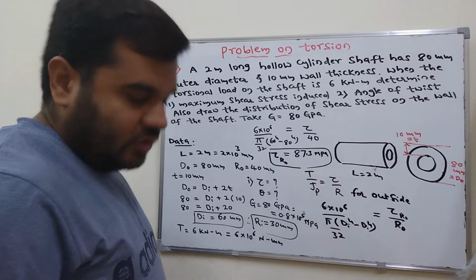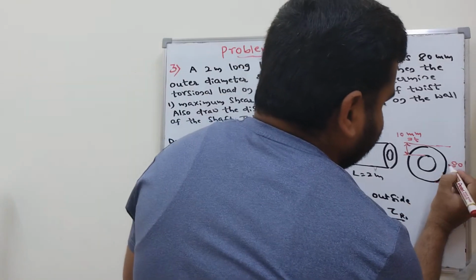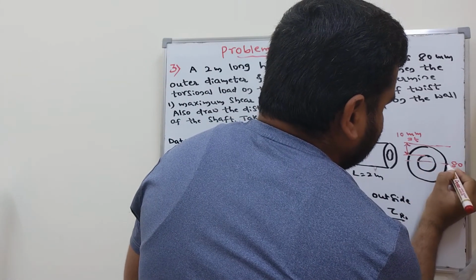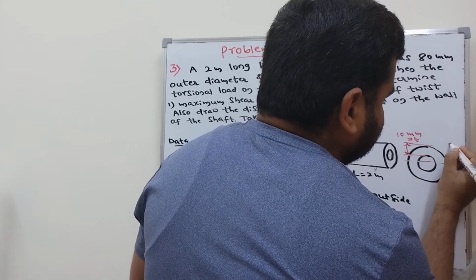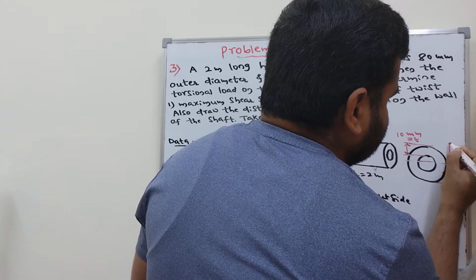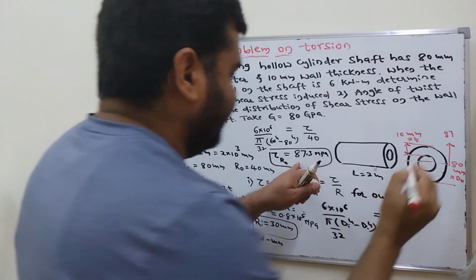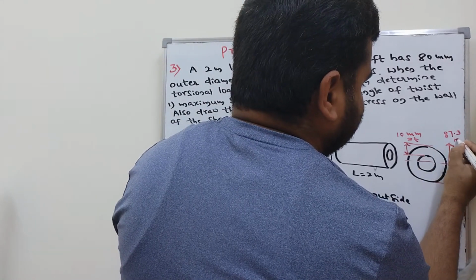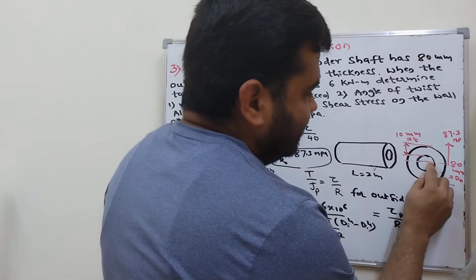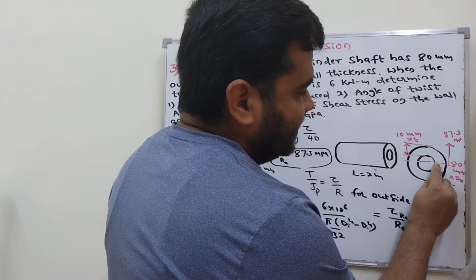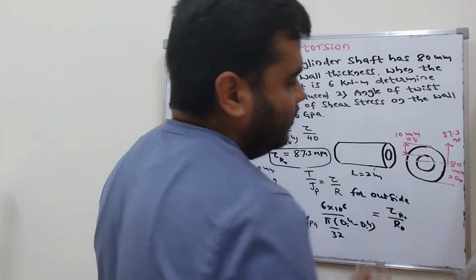Okay, so now I will write the value 87.3 MPa here. Here this is the center. Just note down this one as 87.3 MPa at R naught. Now this is R naught. Now I need the shear stress at Ri, the inner radius. How much is there? That I need to calculate.